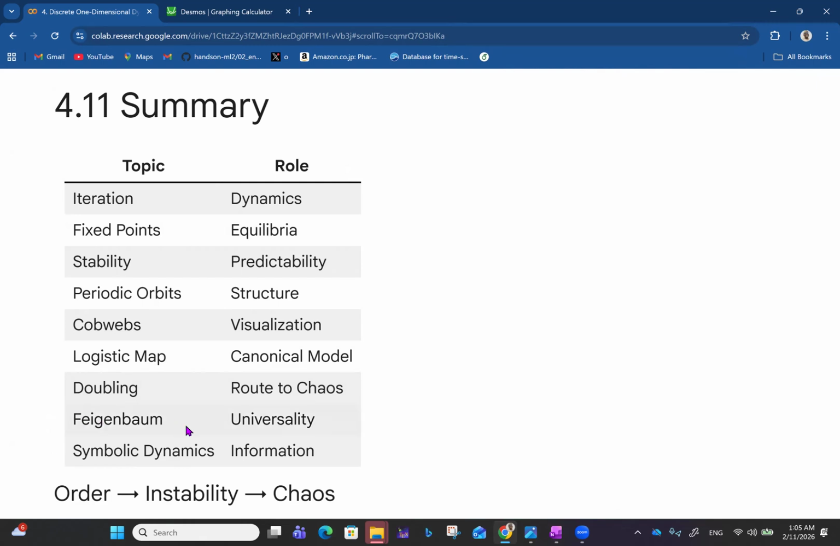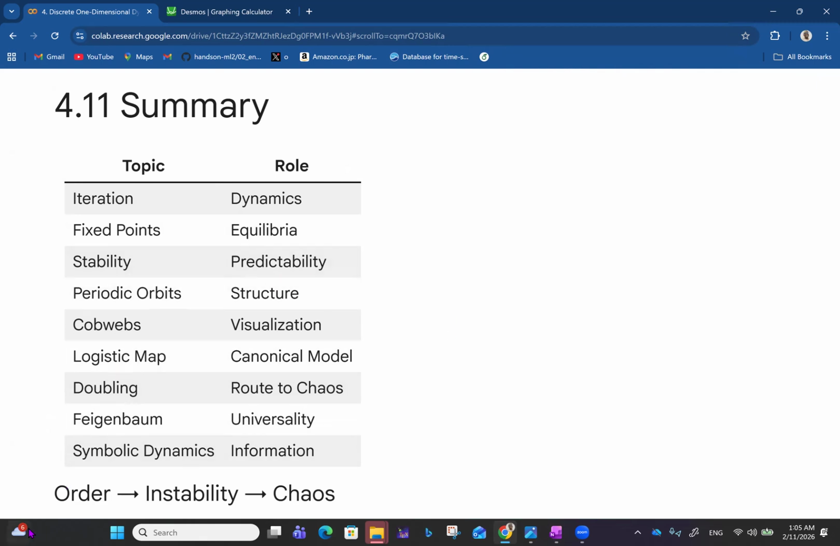Then you have the Feigenbaum constant, which talks about universality, the universality of chaos, so to speak. Then you have symbolic dynamics, which plays the role of giving us information, because it talks about some kind of entropy, which is very good in information theory.